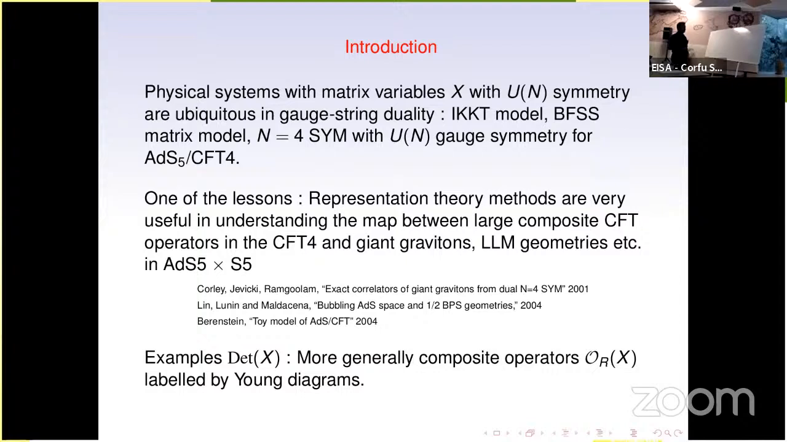One of the things that has been understood is that to understand the map between what is happening in space-time and what is happening in the CFT, you have to think about composite operators, all of them, classify them, think about their correlators and so on. That can be related to stuff happening in space-time. One example of a large operator is the determinant of X, where X is a complex matrix, one of the fields in this U(N) gauge theory. More general composite operators generalizing the determinant are labeled by Young diagrams.